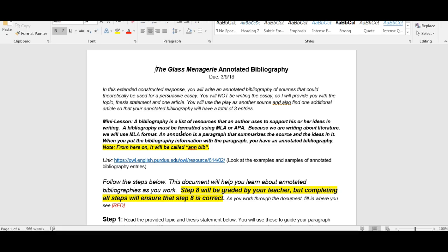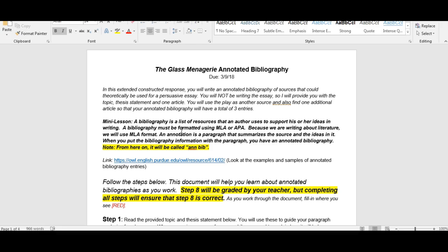I'm going to help you out by giving you a topic, a thesis statement, and one of your articles. You're going to have to find the other one, though. You're also going to use the play as a source, and you're going to have to find one additional article, and we'll work on that in class, too. So it will have 3 entries.